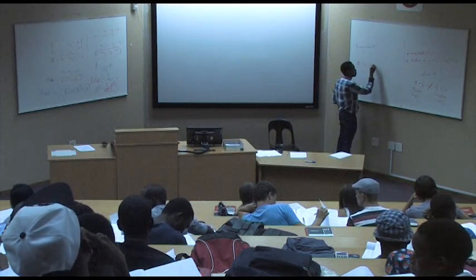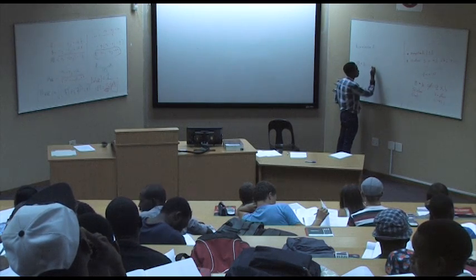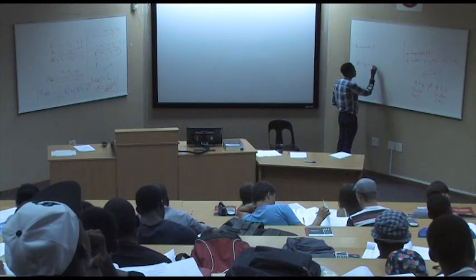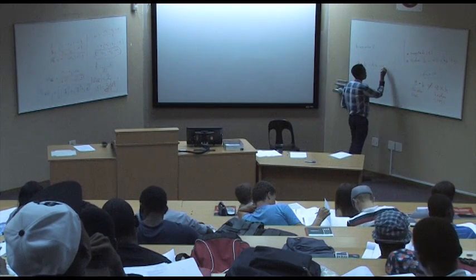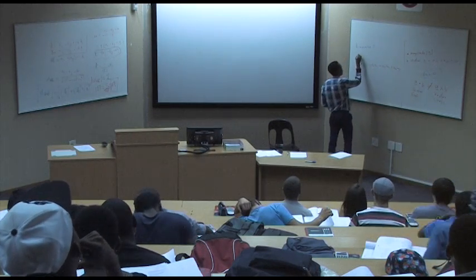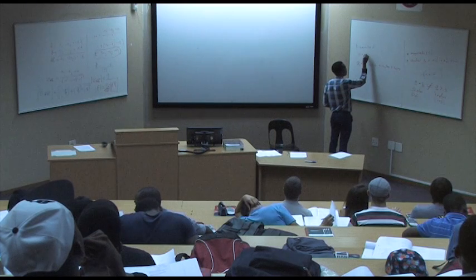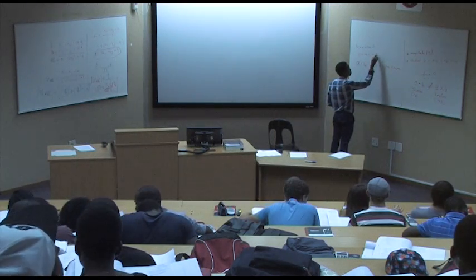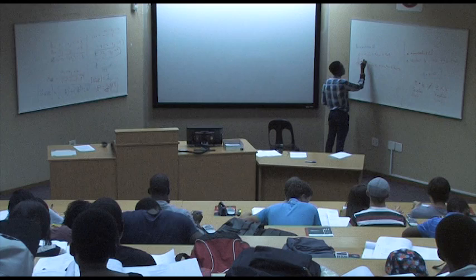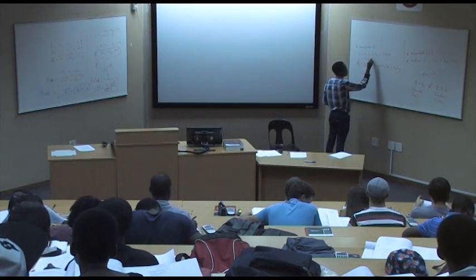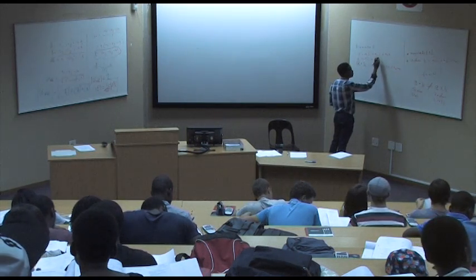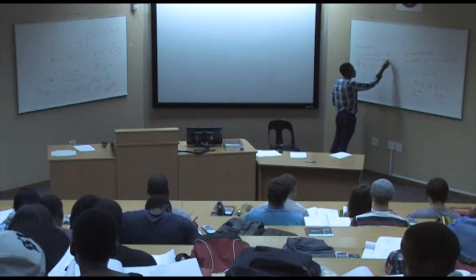We said it's W1. Okay? Oh, you can say now it's A1 times B1 plus A2 times B2 plus A3 times B3, where A is A1 I plus A2 J plus A3 K, and B is B1 I plus B2 J plus B3 K. Right?